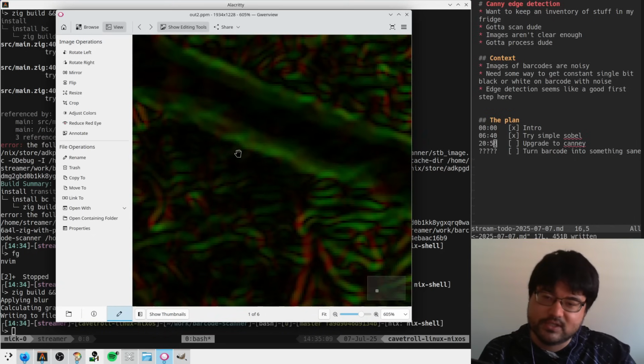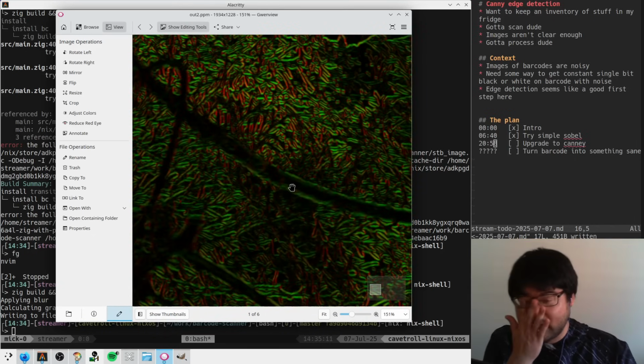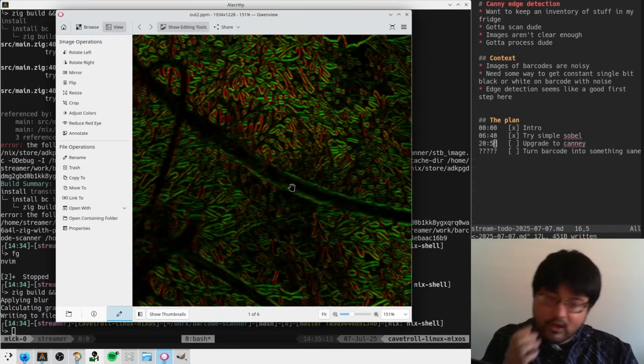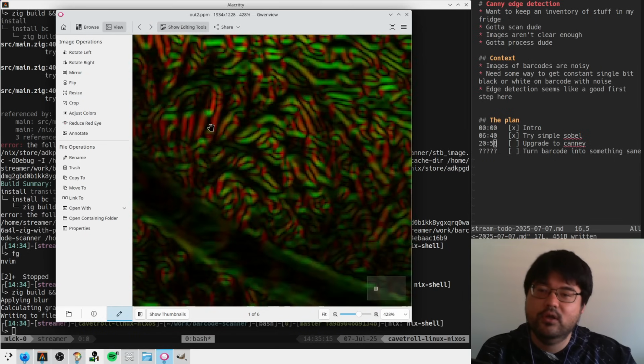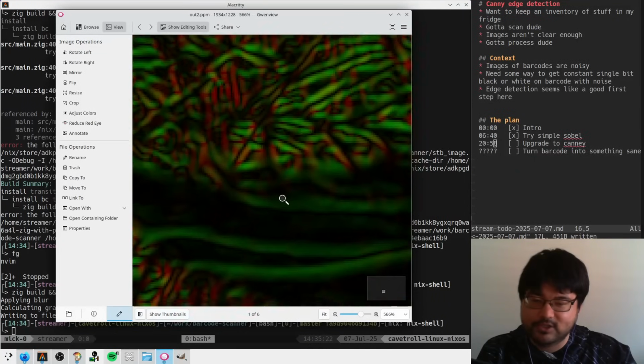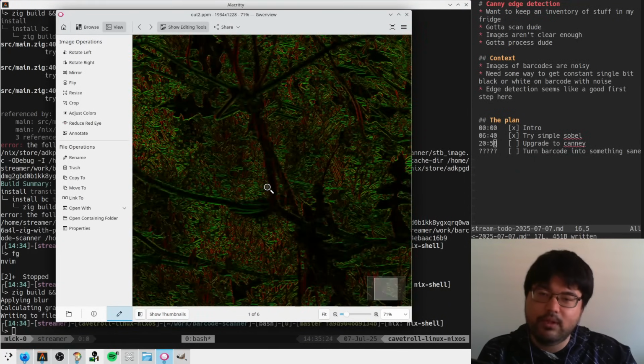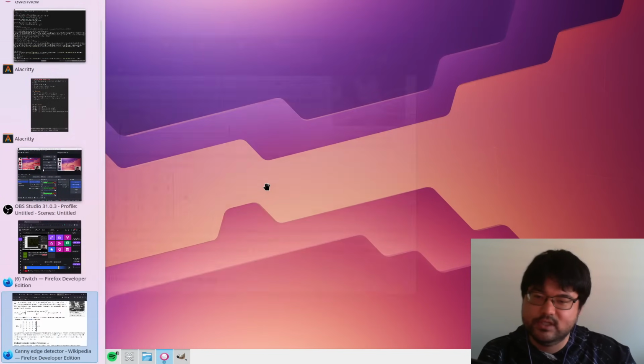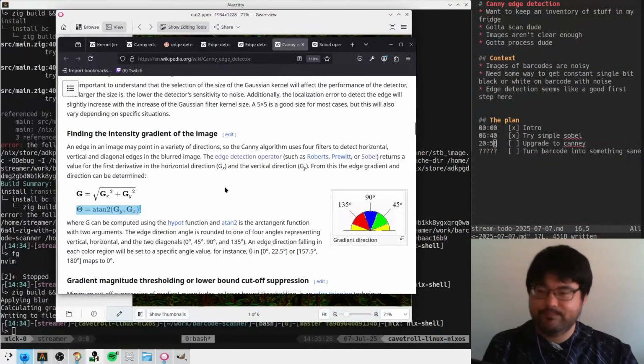Now, keep in mind, this looks a lot like edge detection, but it is not quite there yet, because these lines are thick with 2 C's, baby. And so probably what we want to do here is move on to the next step.